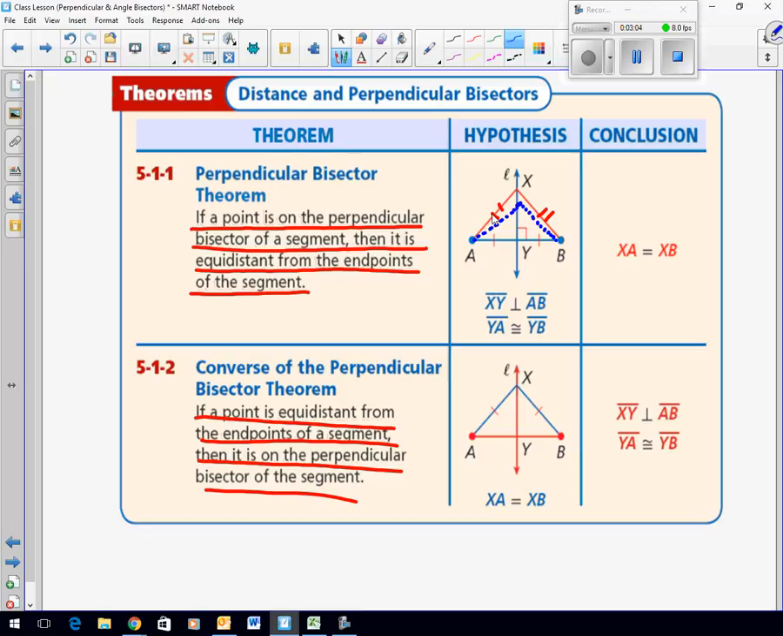Down here, it's just the converse. It says if a point is equidistant from the endpoints of a segment, then that point is on the perpendicular bisector. So you can go ahead and conclude that AY is congruent to YB, and that there's a right angle that gets formed there.